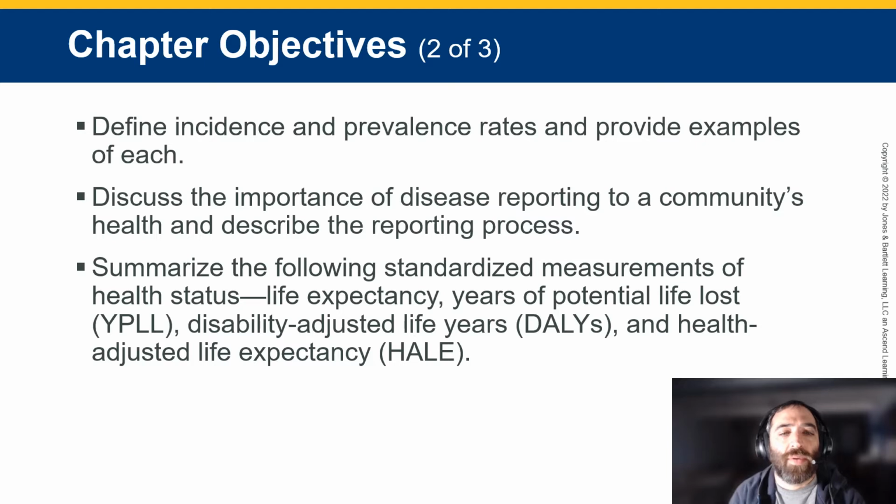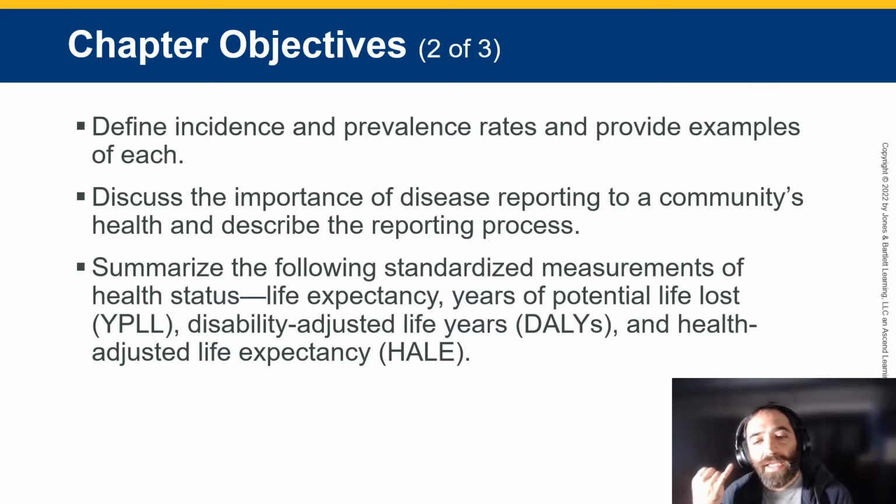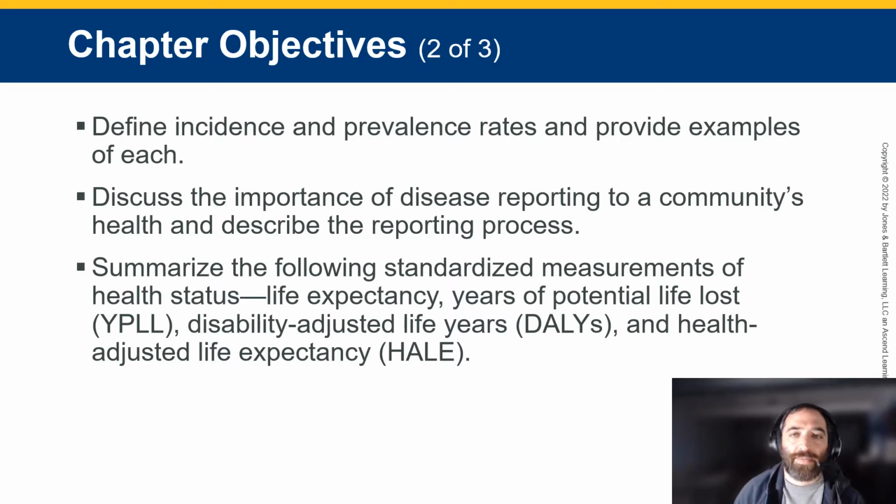Continuing on, we're going to define the incidence and prevalence rates. We're going to discuss the importance of disease reporting to a community's health and summarize the following standard measurements of health status: life expectancy, years of potential life lost, disability adjusted life years, and health-related life expectancy.